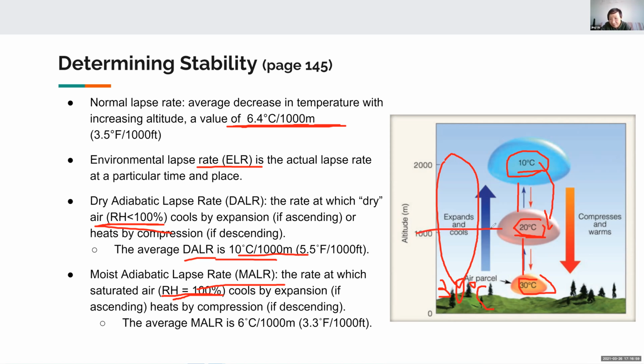Then at the same level, 1,000, your air will cool to what? 30 from the ground, minus every 1,000 decrease 6.4, so minus 6.4, right? You'll have like 23.6. So you can see at this level, if the surrounding air is 23.0, your air is colder and the air will go down actually. So that is the little calculation you want to understand in this module.